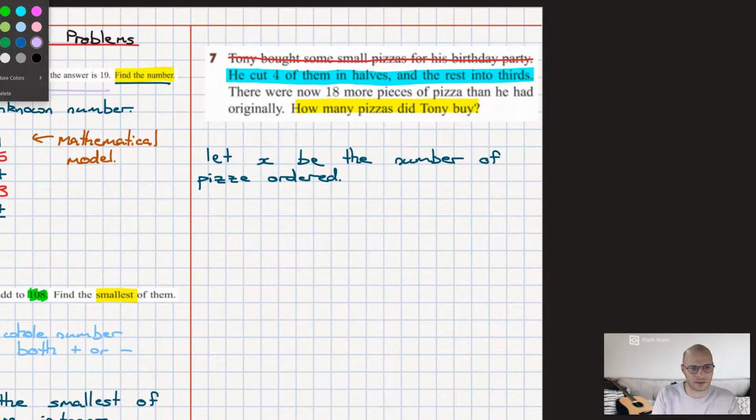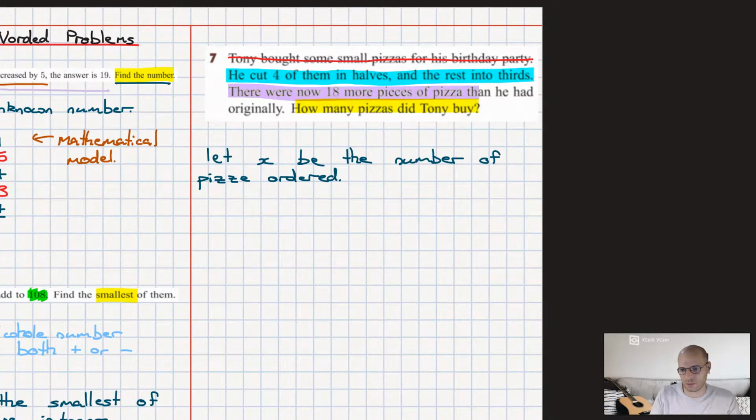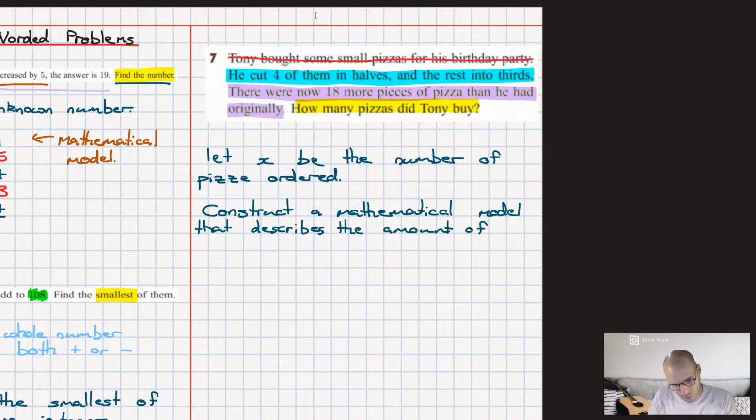Then there were now 18 more pieces of pizza than he had originally. So the way in which we can analyze this question is we want to write a mathematical model that compares the pieces of pizza. So construct a mathematical model that describes the amount of pieces of pizza.